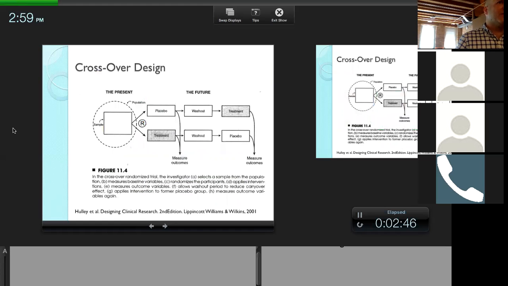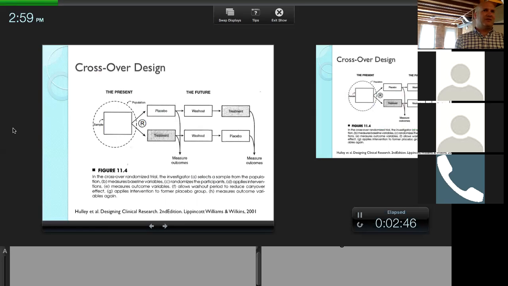Everyone gets the treatment and the control condition. So we take our population, we sample from it, we then randomly allocate them to get the treatment or the control, measure afterwards, observe a washout period where we hope everything returns to baseline normal, and then swap the groups over. So those who got, for instance, if it was a placebo-controlled trial, those who got the treatment in the first phase get the placebo in the second phase. Those who get the placebo in the first phase get the treatment in the second phase.